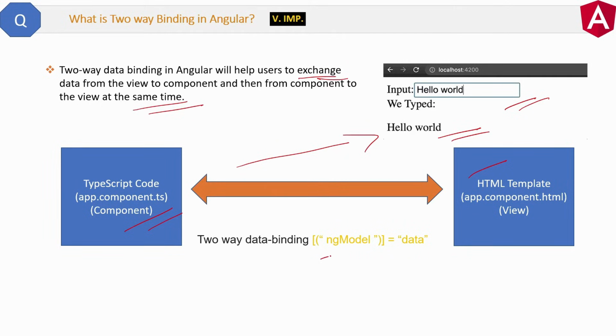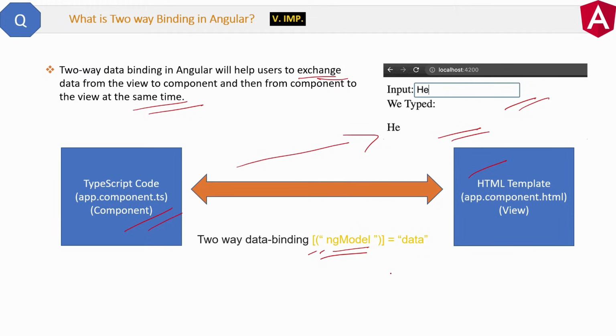This is the code format for it. First square brackets, then round brackets, and then inside it ngModel. Shortly I will give you the reason behind this syntax. Some people call it banana inside the box also, but personally I don't like that. Anyway, it's up to you to remember it the way you like. It may be square brackets and then round brackets, or you can say banana inside the box.